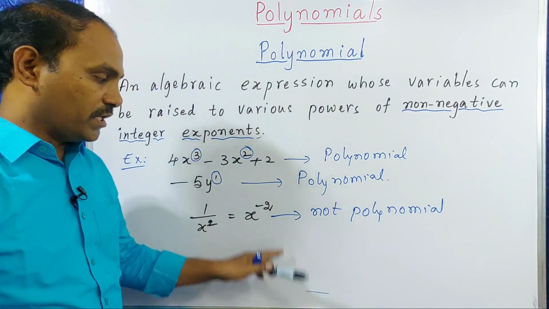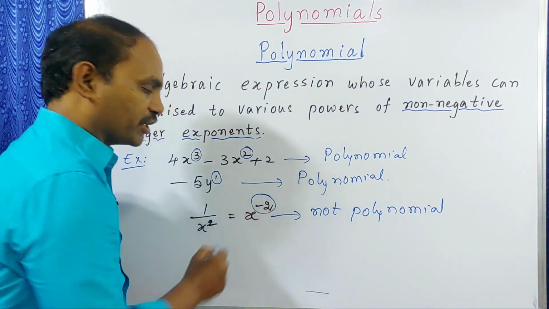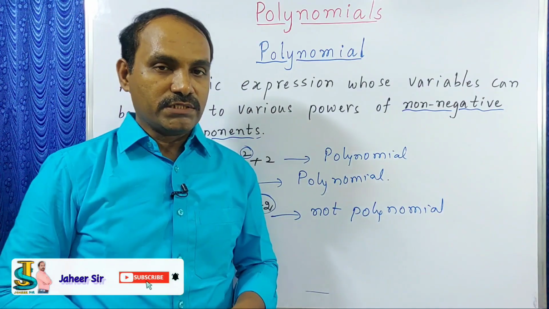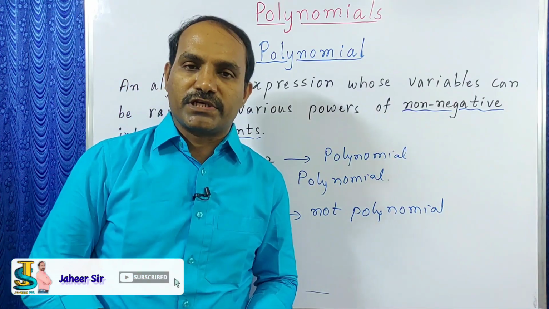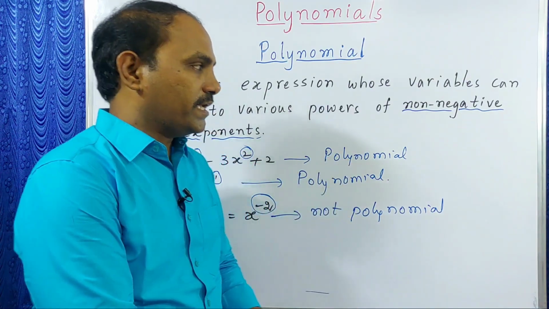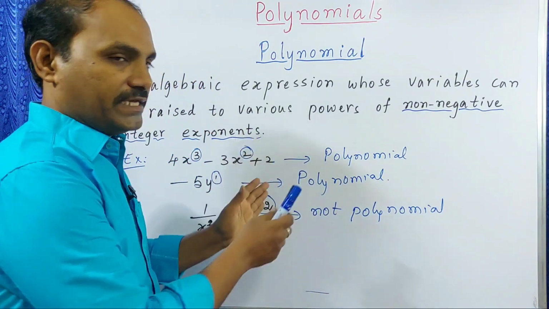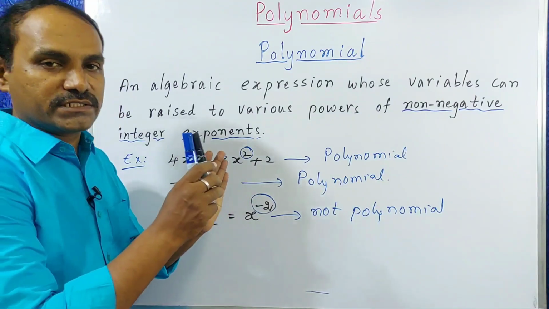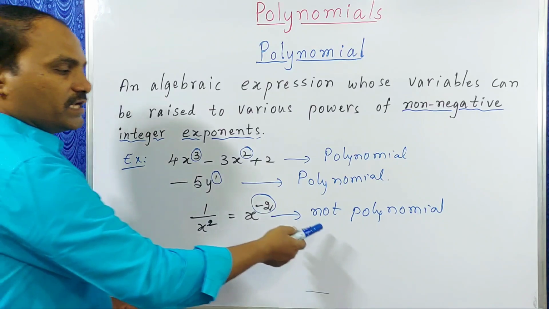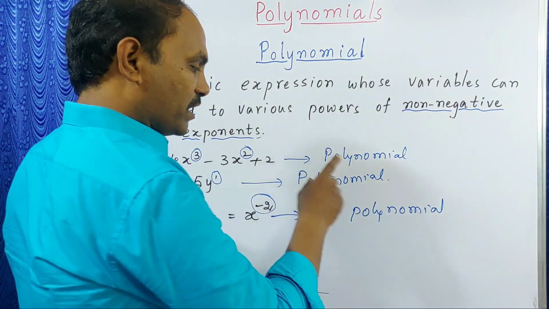Is it understood? Here the exponent is a negative number. What we said here: polynomial means, in an algebraic expression, every variable has only positive integers as its powers. Here a negative number is there, that's why it is not a polynomial.